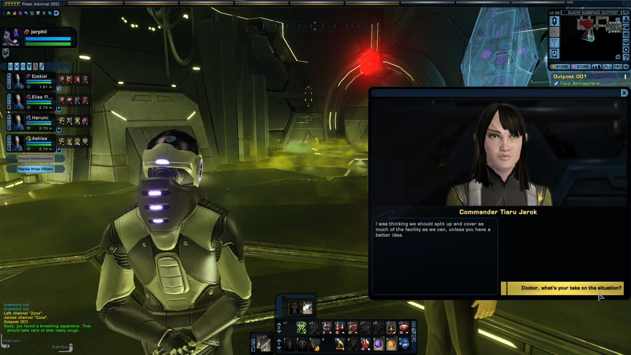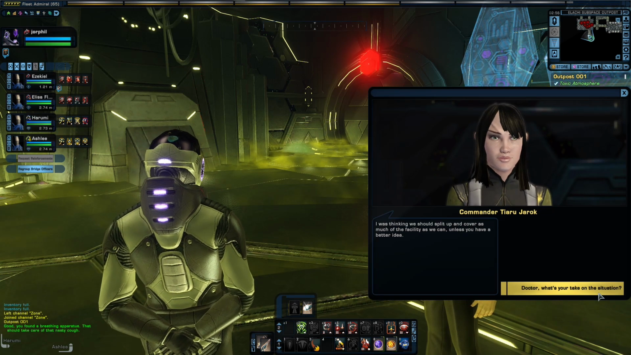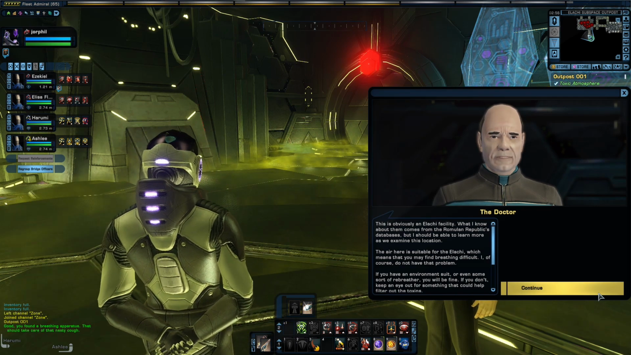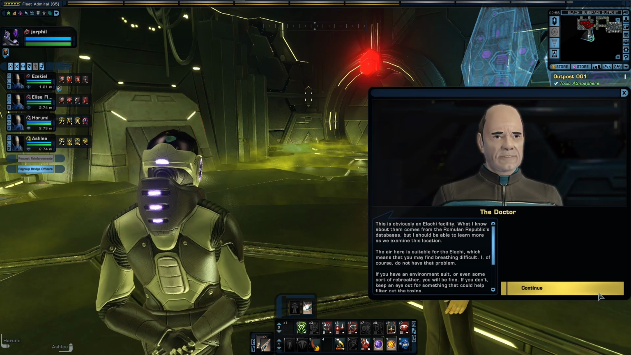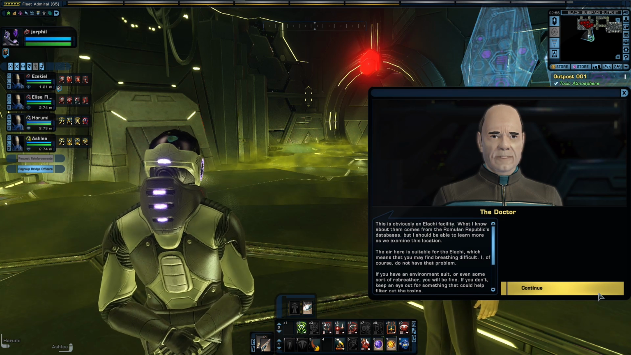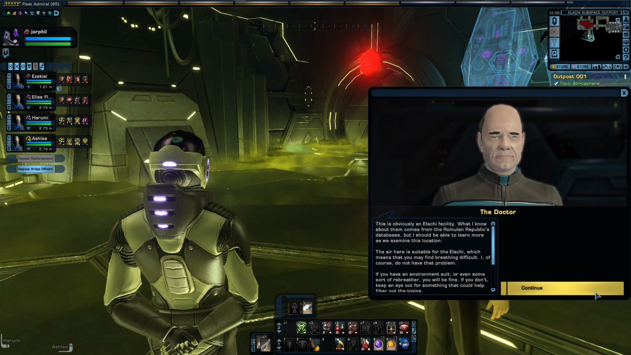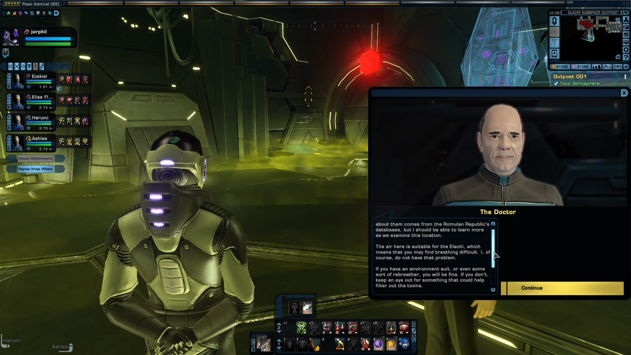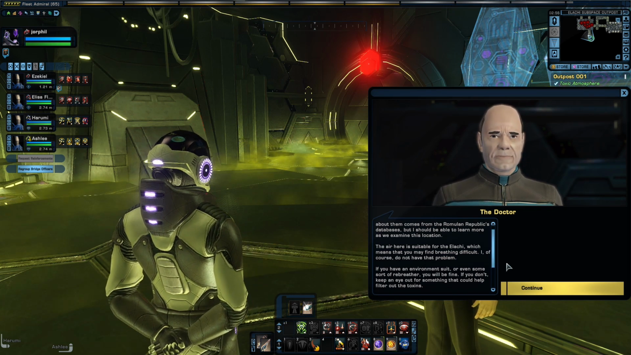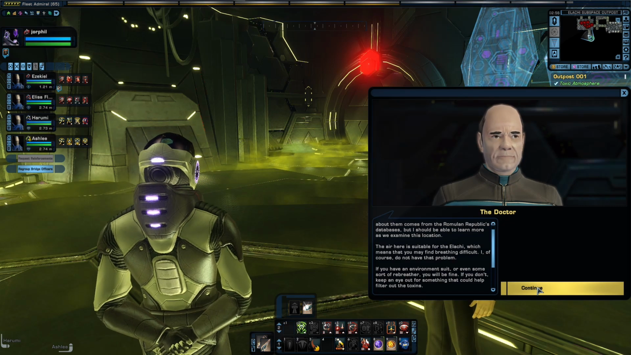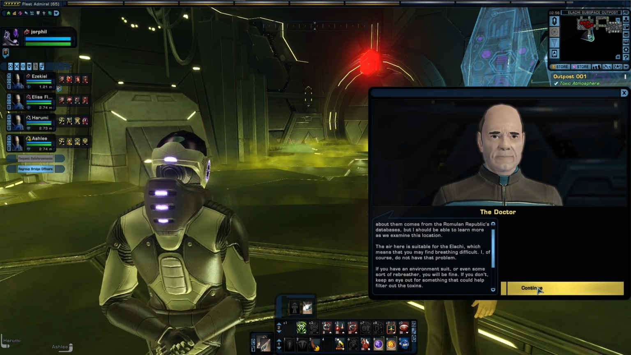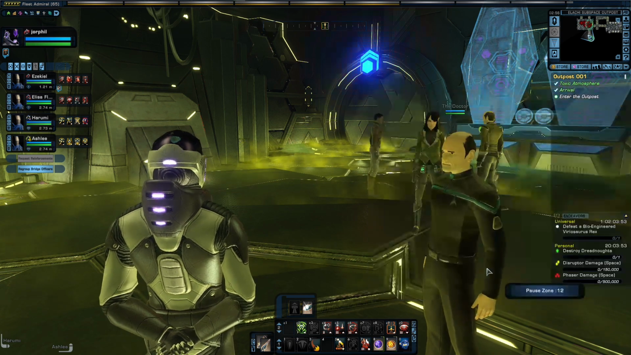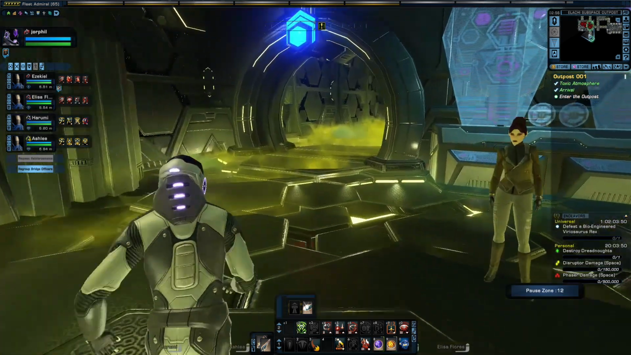I was thinking we should split up and cover as much of the facility as we can, unless you have a better idea. This is obviously an Ilachi facility. What I know about them comes from the Romulan Republic's databases, but I should be able to learn more as we examine this location. The air here is suitable for the Ilachi, which means that you may find breathing difficult. I, of course, do not have that problem. If you have an environmental suit, or even some sort of rebreather, you will be fine. If you don't, keep an eye out for something that could help filter out the toxins.